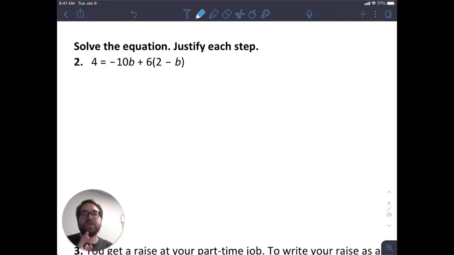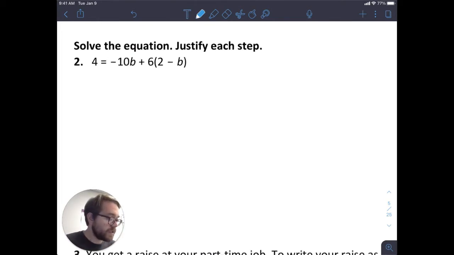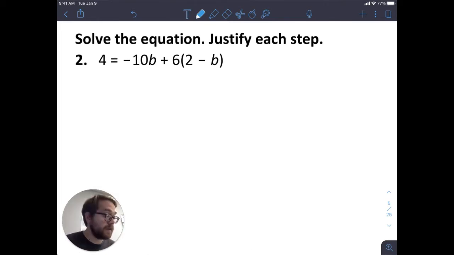Let's look at example 2 in your notes from lesson 3.2 or section 2.4 in your notes. The instructions are to solve the equation and justify each step using our properties of equality that we've learned so far. Let's start by just simply solving the equation. So we have 4 is equal to negative 10b plus 6 times 2 minus b. So how do we go about solving this? Well, first I see that I've got parentheses, so I'm going to see if I can get rid of those.